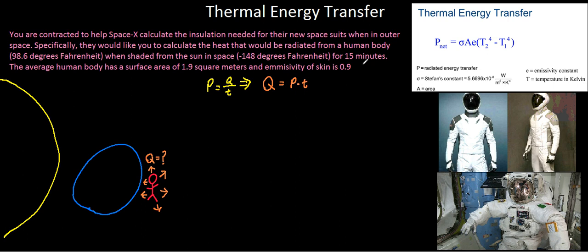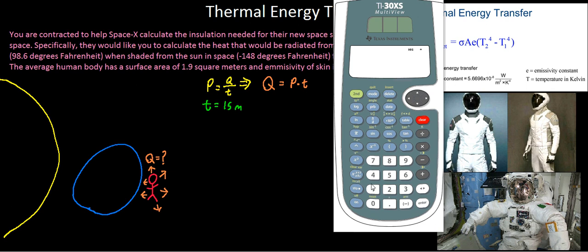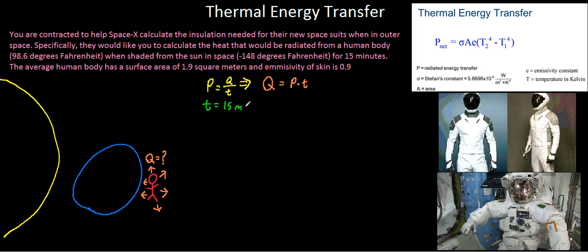And if we look back at our question, we already know half of this equation. We already know our time. We know that time is equal to 15 minutes. And of course, we can figure out how many seconds that is by multiplying 15 minutes times 60 seconds per minute, and we get 900 seconds. And so we know our time already. We just need to find our power, which is what this formula is giving us.